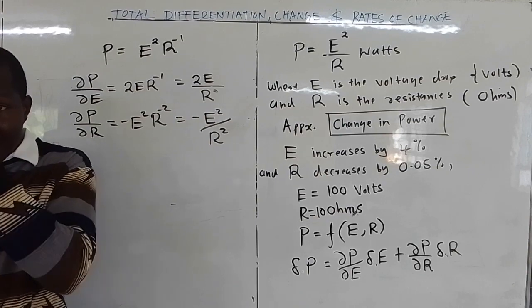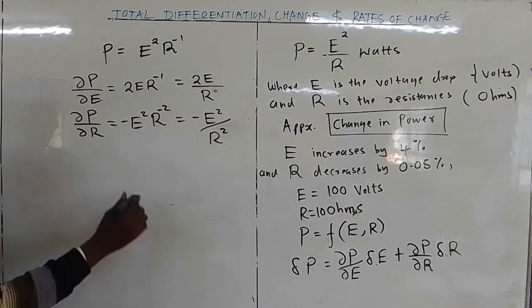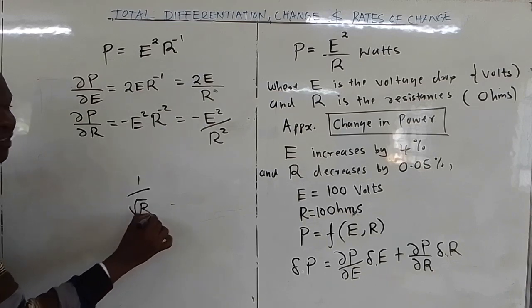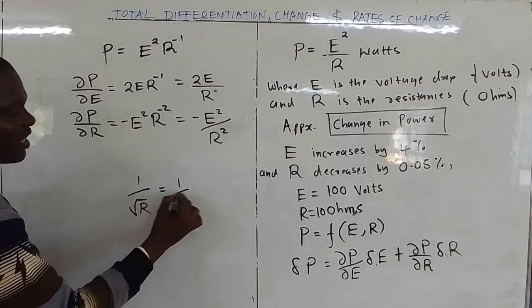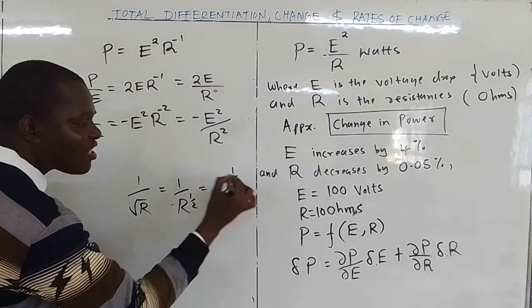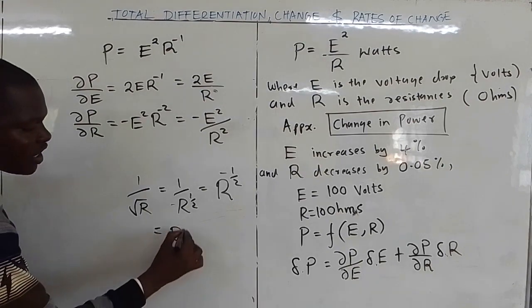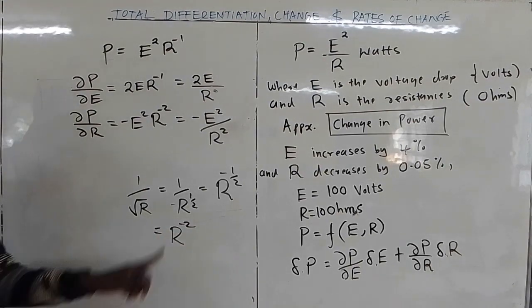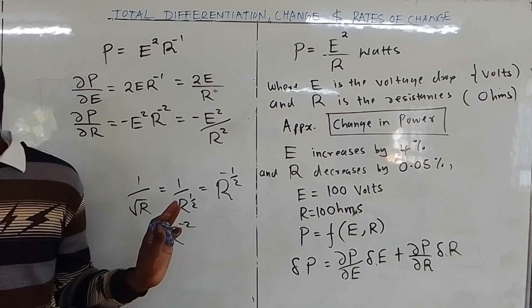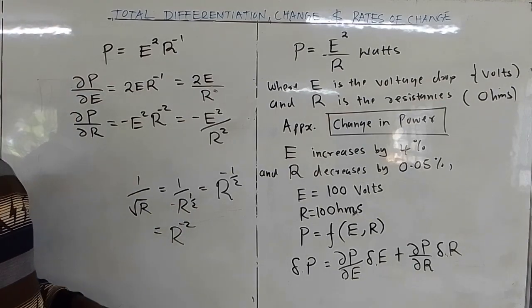Are we together? Good. The power remains the way it is, because I've seen such problems where somebody is given 1 over root R. Then someone comes and says this is 1 over R raised to power half. This R raised to power half just remains the way it is. You simply put negative to show reciprocal. But somebody now puts R raised to power negative half. No, the power is the power the way it is, isn't it? The negative is what implies the reciprocal. Are we together there? Good.